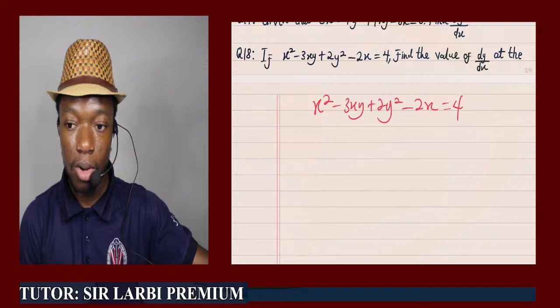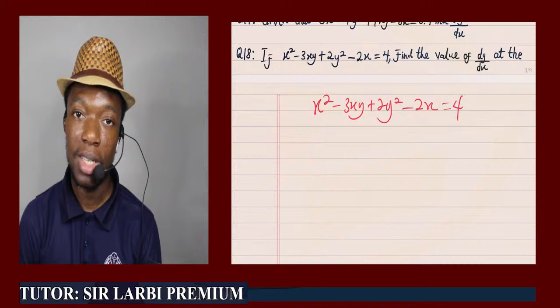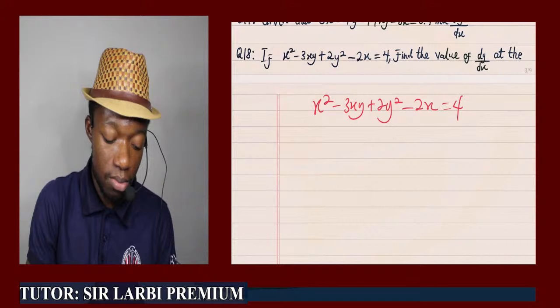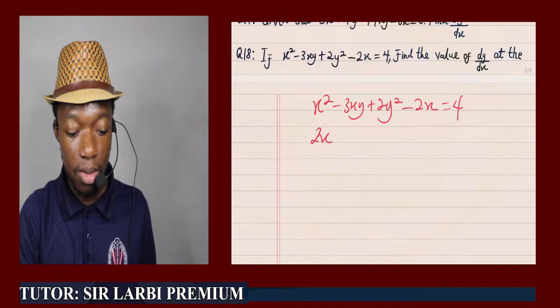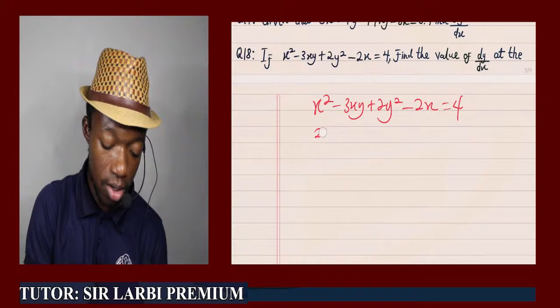Very simple. Here you see an implicit function happening. So we first have to differentiate the terms individually as we move along. Straight up, the differential of x squared will give me 2x. If you have any question, you can ask as we move on. So we have 2x. Then we come to the differential of negative 3xy.